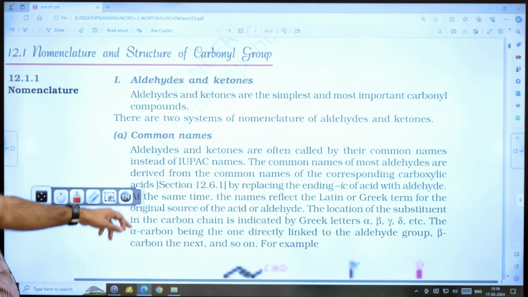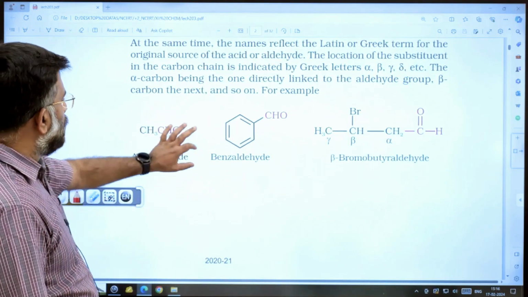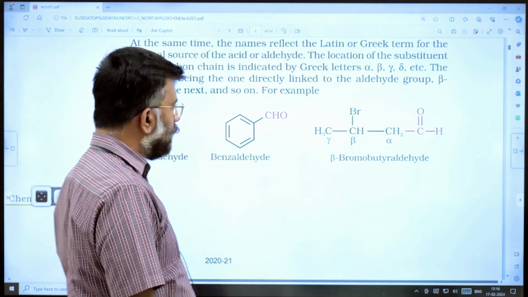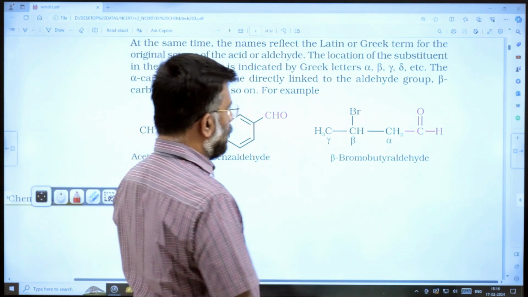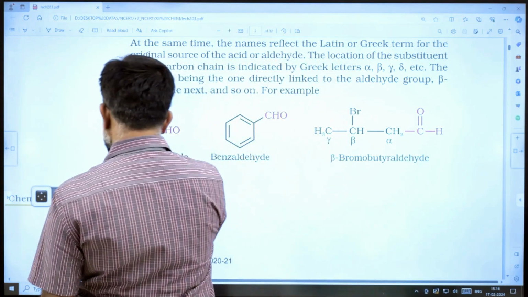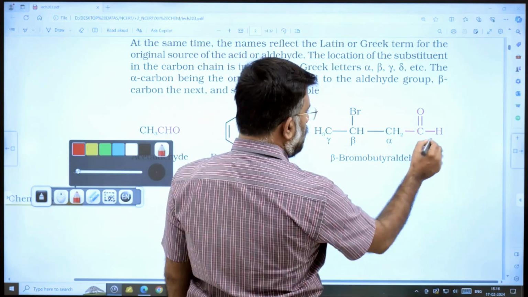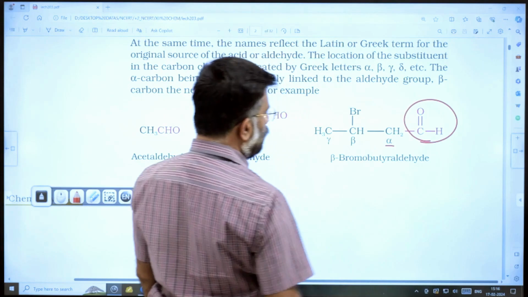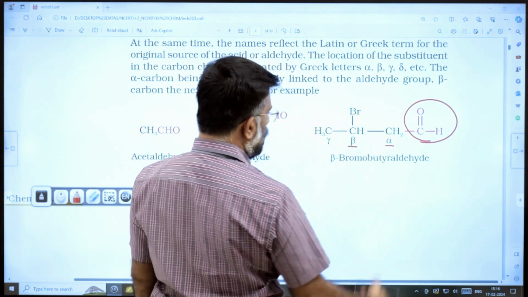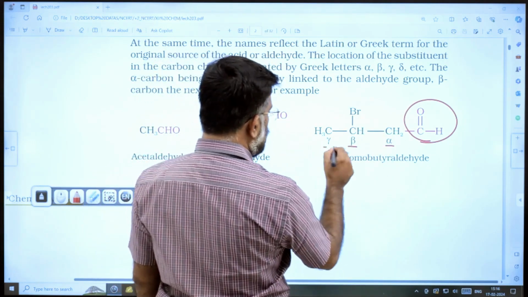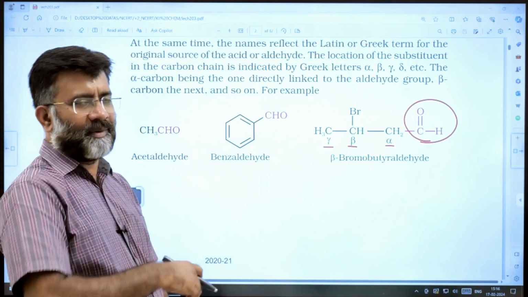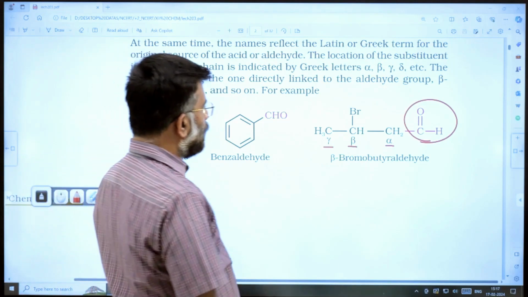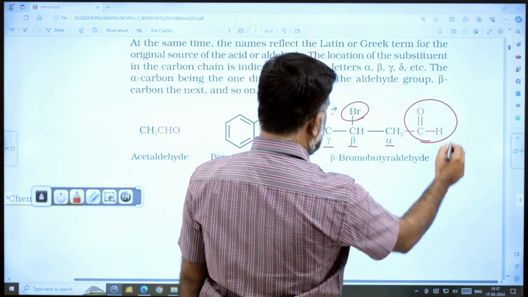Now coming further, the naming part, simple molecules: acetaldehyde, benzaldehyde, common name beta bromo butyraldehyde. This is the functional group. Knowing alpha beta carbon is very important. The functional group connected carbon is called the alpha carbon. The next carbon is called the beta carbon, the next the gamma carbon, the next the delta carbon, alpha, beta, gamma, delta, and so on. And here it is beta bromo butyraldehyde.